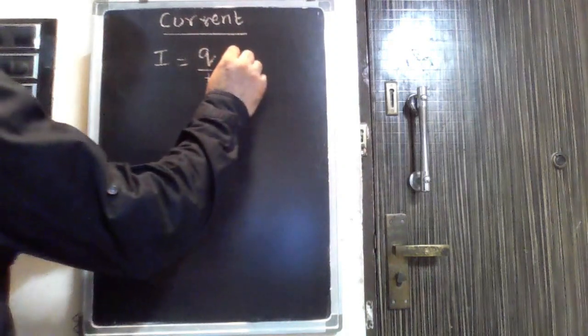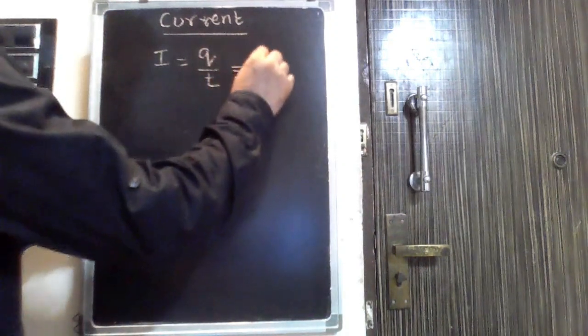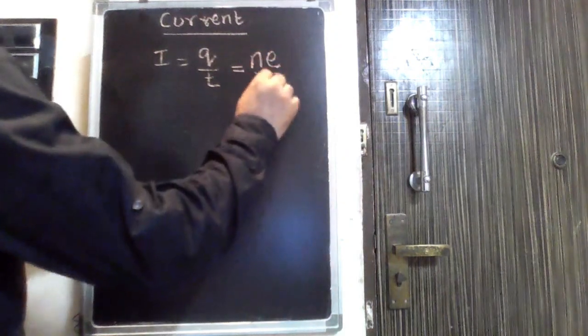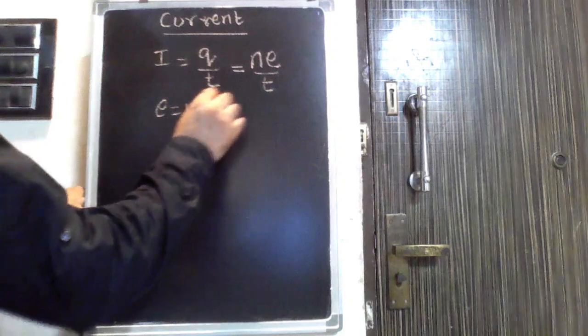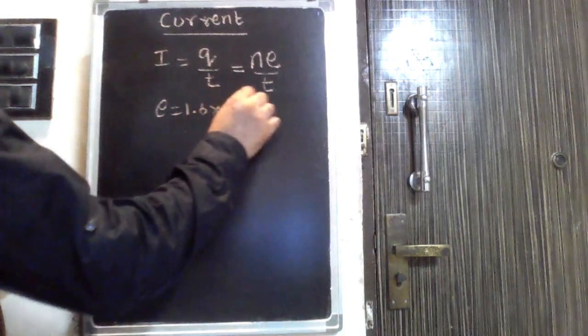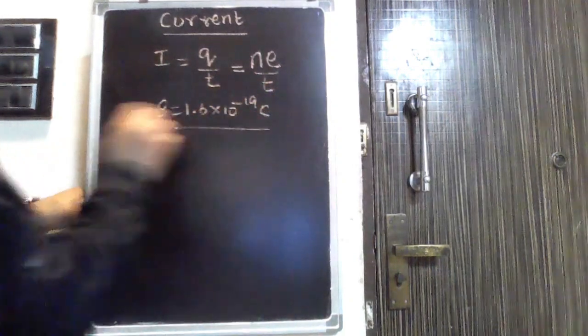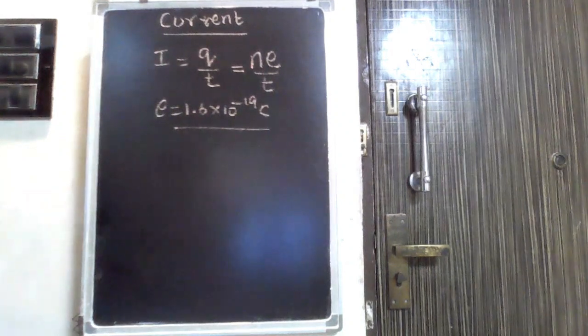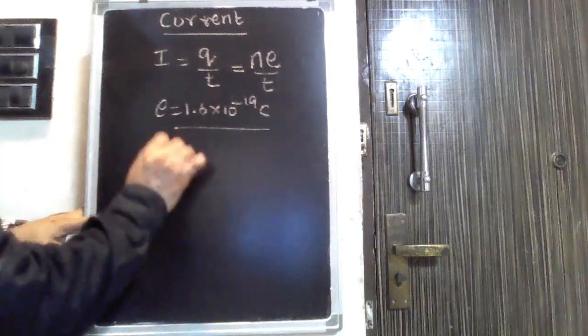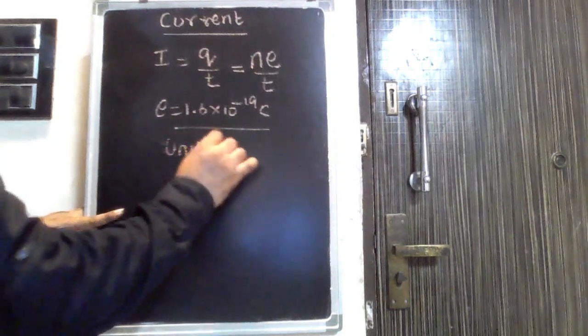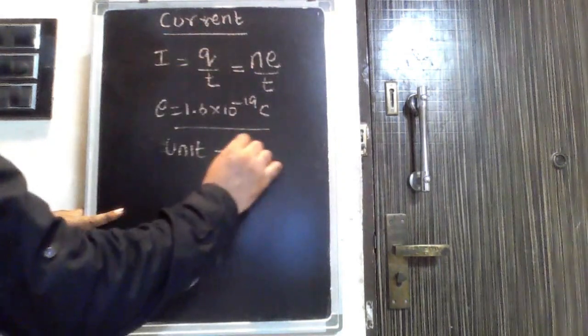So, you know, the charge can be any, so it's q by t as well. We all know e is going to be 1.6 into 10 raised to the power minus 19 coulomb, which is always a constant value. So this is the current in a given circuit, the flow of electrons, and the unit for current is ampere.